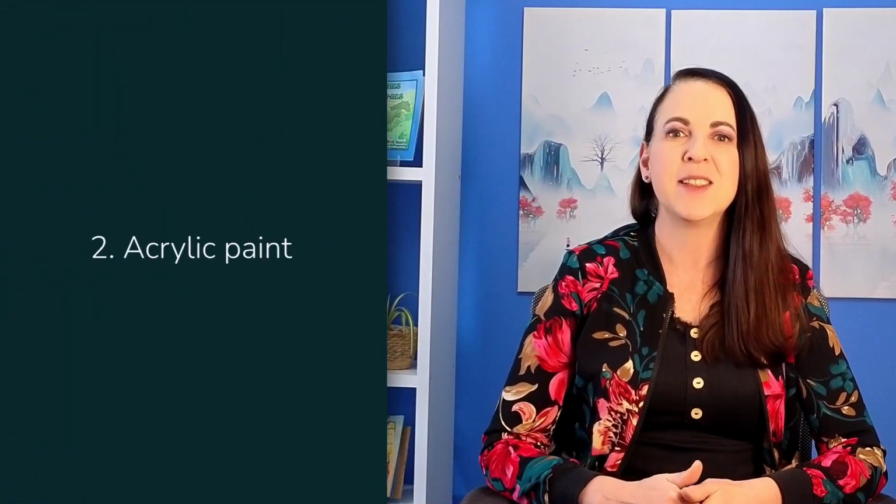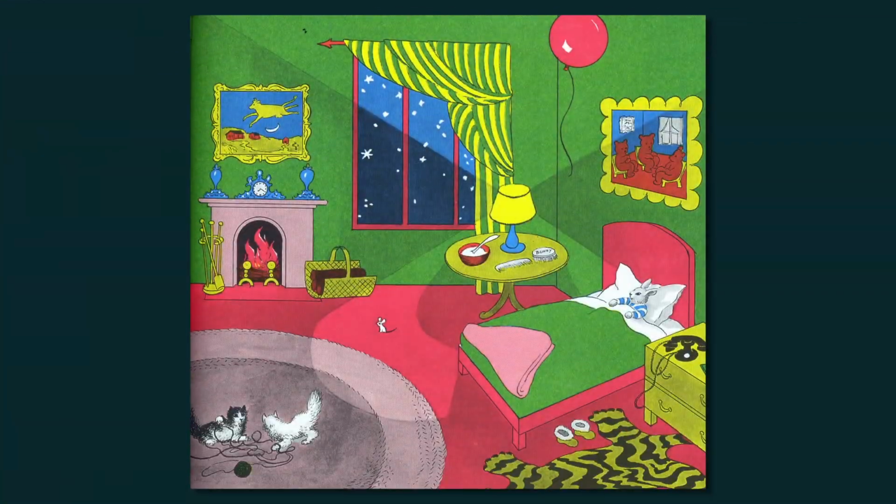And acrylic paint is the next one. This is a fast-drying paint, and it can also be used watery or thick. So if you use it thicker, then it makes for more opaque colors and texture. Goodnight Moon is a good example of a book with acrylic illustrations.